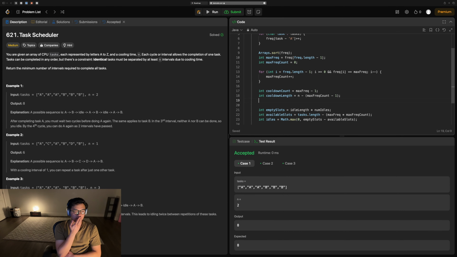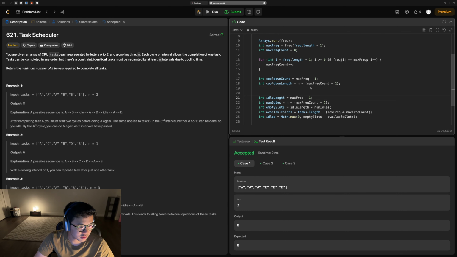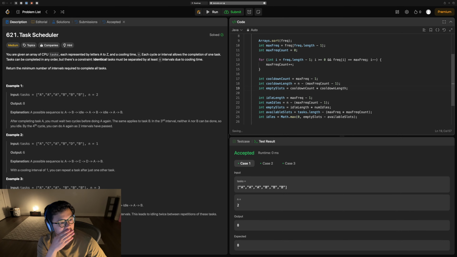Int cooldown count, cooldown length. So we have the cooldown count, we have the cooldown length. Now what? I shouldn't have gotten rid of those. There we go. Cooldown count, cooldown length. Yeah. So the cooldown count times the cooldown length will get us the number of cooldown slots.